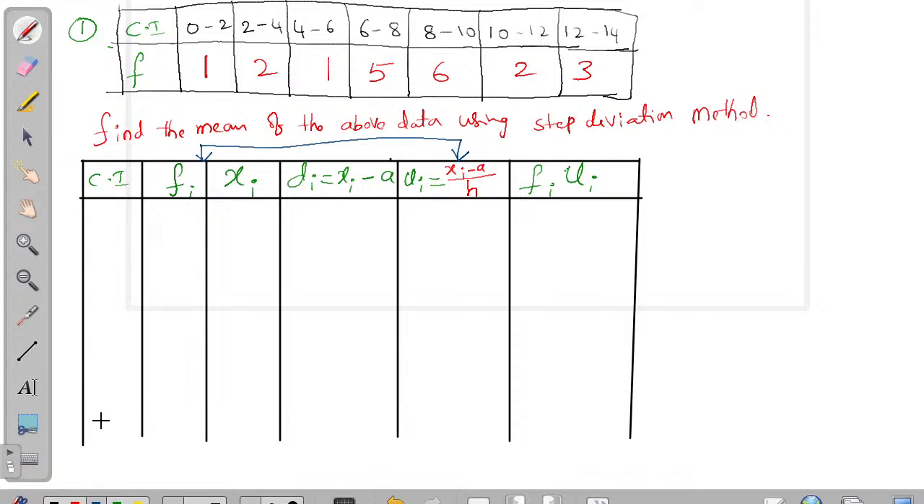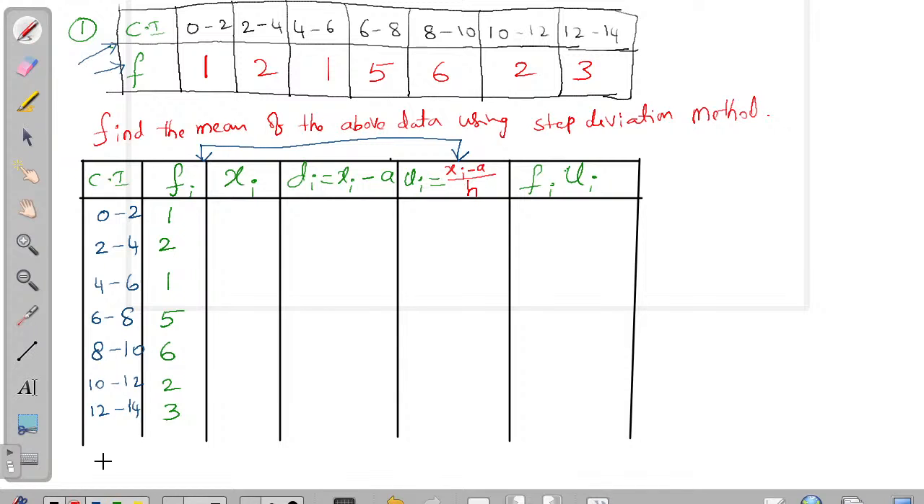So move on to class interval. Just copy these two columns: 0 to 2, 2 to 4, 4 to 6, 6 to 8, 8 to 10, 10 to 12, 12 to 14. And frequencies: 1, 2, 1, 5, 6, 2, 3.